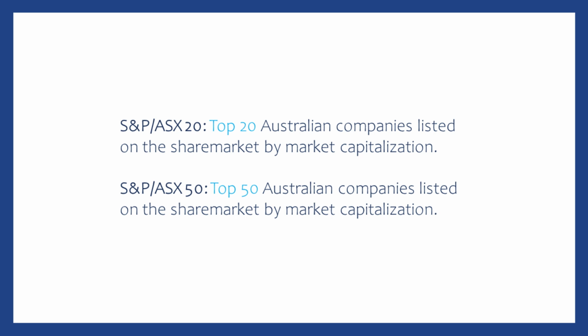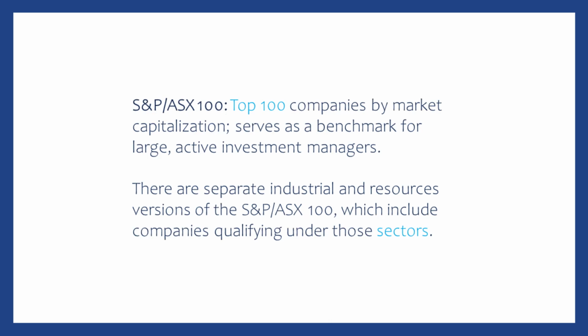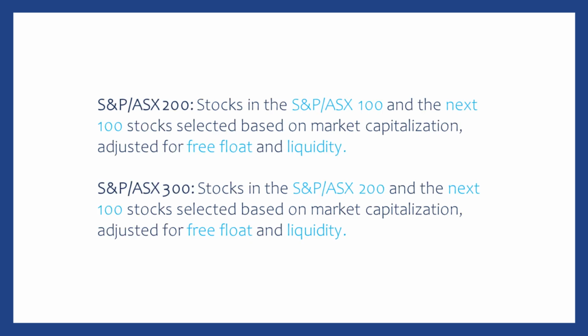S&P ASX 20 represents the top 20 Australian companies listed on the share market by market capitalization. S&P ASX 50 represents the top 50 Australian companies listed on the share market by market capitalization. S&P ASX 100 includes the top 100 companies by market capitalization and serves as a benchmark for large, active investment managers. There are separate industrial and resources versions of the S&P ASX 100.